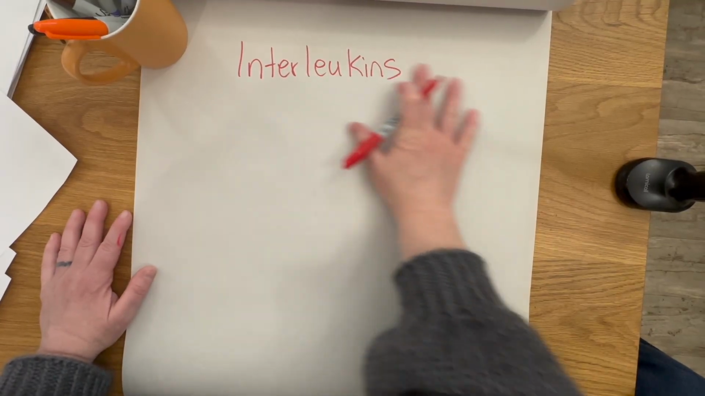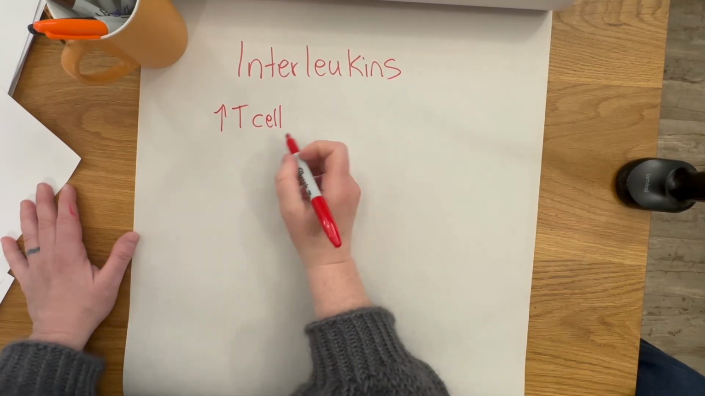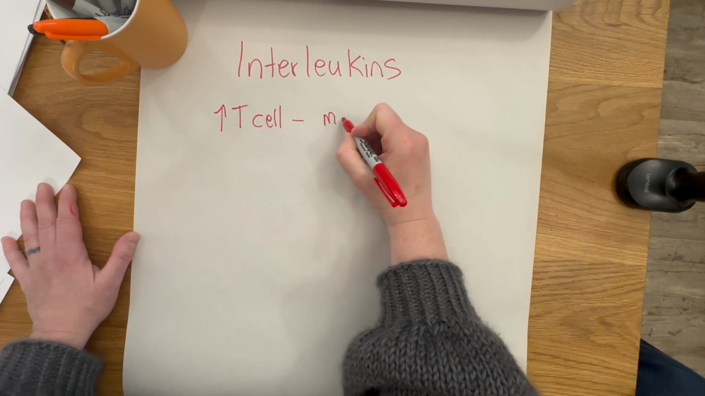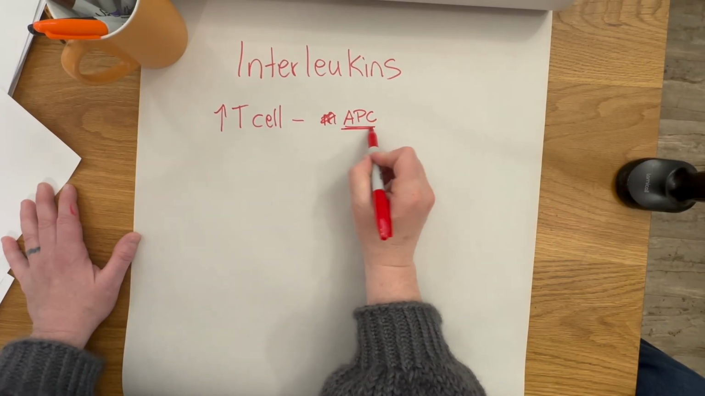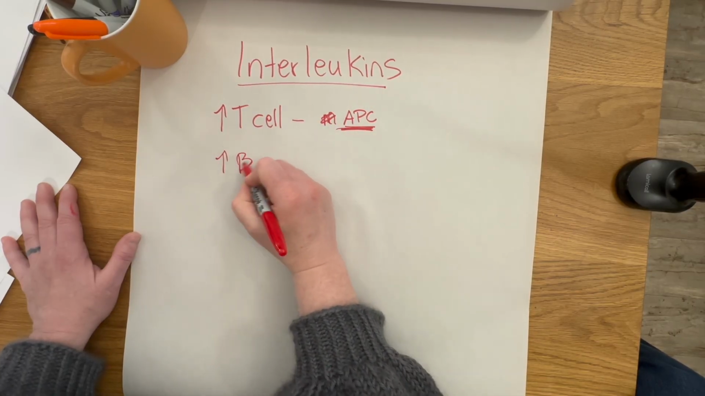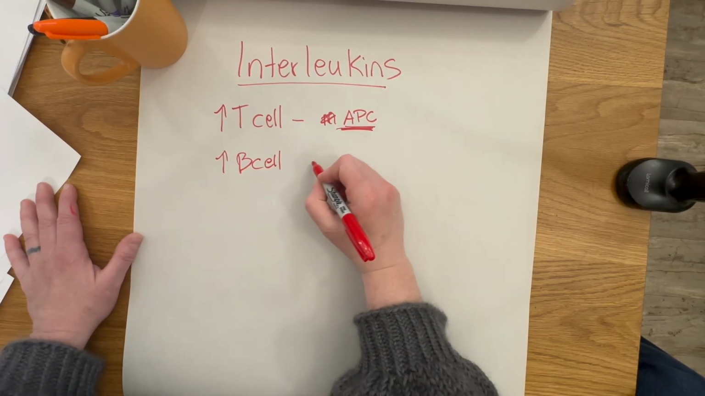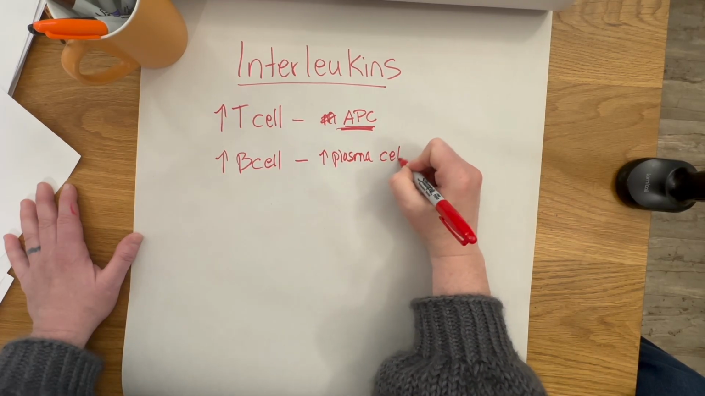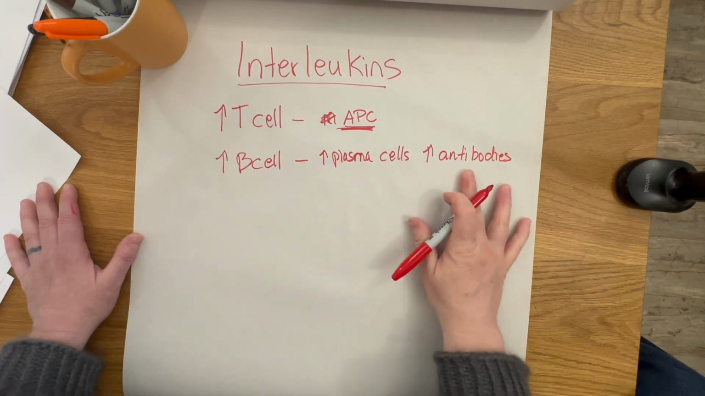Interleukins have a broad range of effects. They can increase T cell activity, particularly their sensitivity to different antigens on macrophage membranes, so their sensitivity to antigen presenting cells. They're going to notice these cells a little bit more when interleukins are around. They can increase B cell activity in forming plasma cells and antibody production. So, increased plasma cells and increased antibodies from B cells.